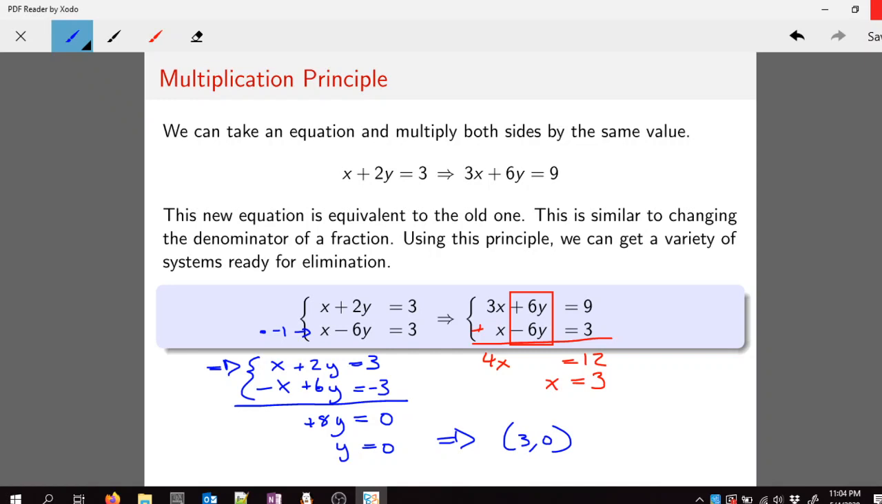That seems odd. We better check. 3 plus 0 equals 3. Top equation checks out. 3 minus 0 equals 3. Bottom equation checks out. Yup, that's our solution. And remember, when we are talking about lines and solutions, if they're not the same line, they only cross in one point. So if we find this solution, it is the solution.